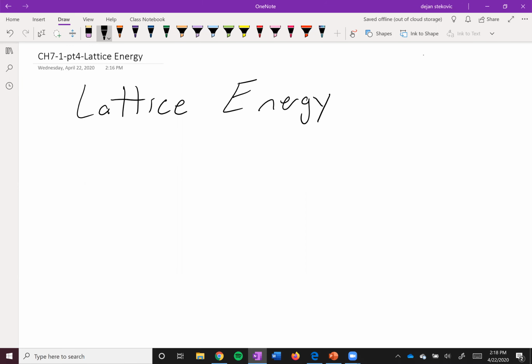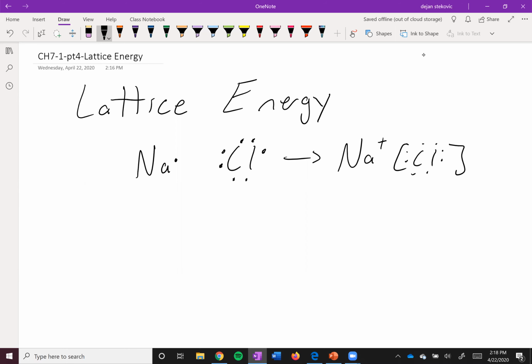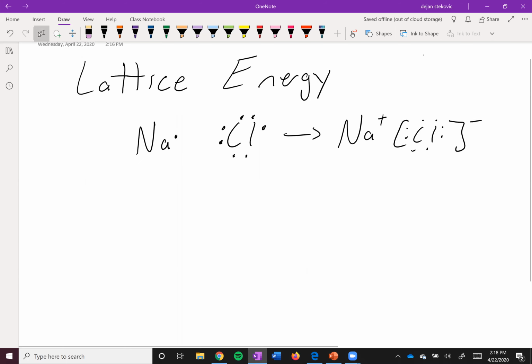All right, so let's talk about the formation of an ionic bond. So we have a sodium with 1 electron reacting with a chlorine with 7 electrons to form a sodium chloride, Na+ Cl-. And so we can think about what's going on here. We're removing an electron from sodium and we're adding an electron to chlorine.